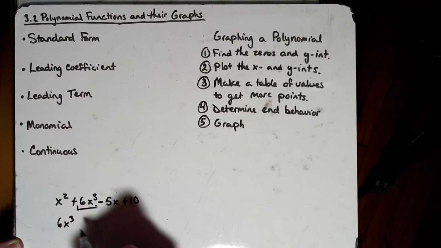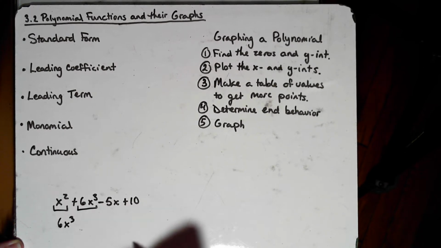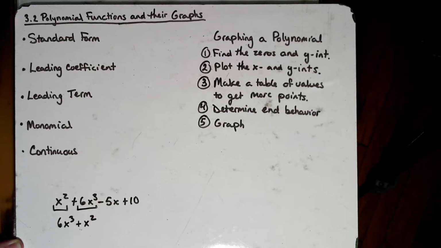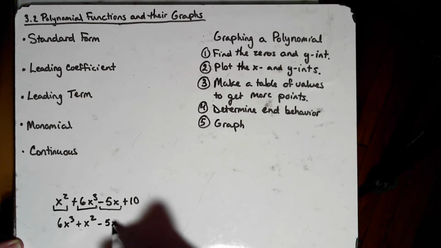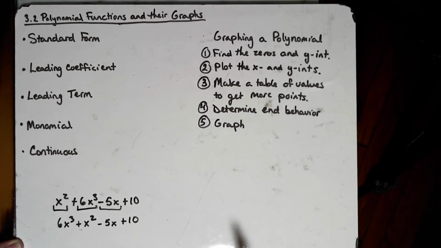So I have 6x cubed. The next degree is the x squared term. And again, it's going to keep the sign that's in front of it. This was positive, so it's plus. Okay, and then I have the minus 5x, that's the next degree I would use, and then plus 10 would be last. So that's standard form of this polynomial, from greatest degree to least degree on those terms.